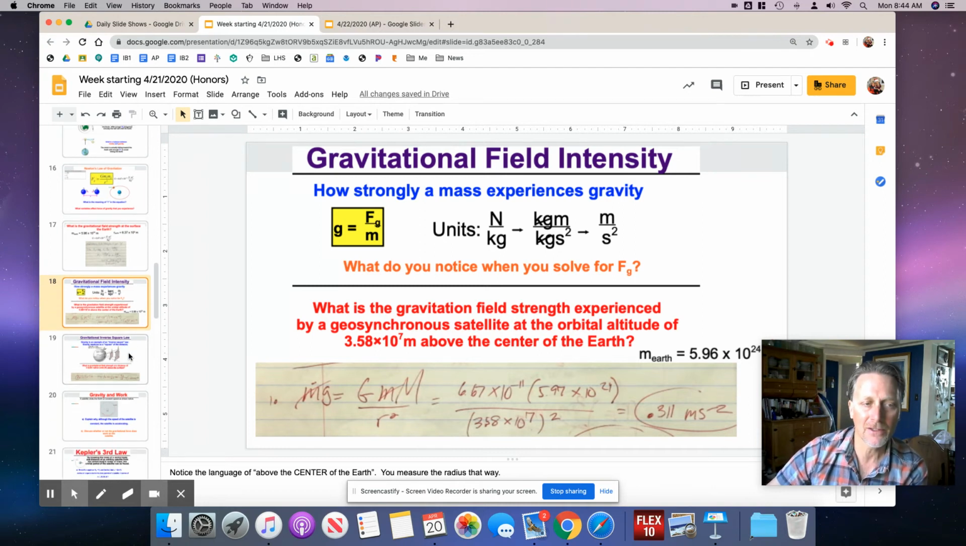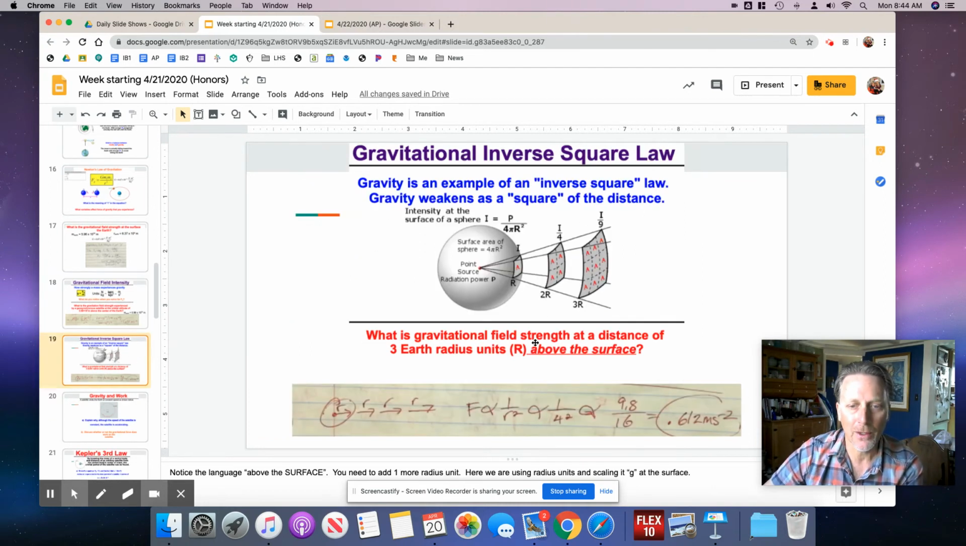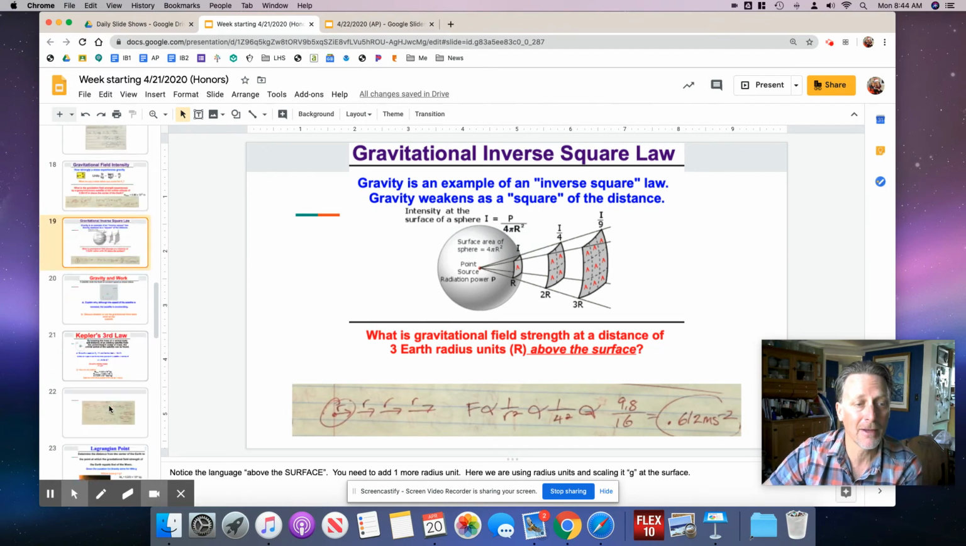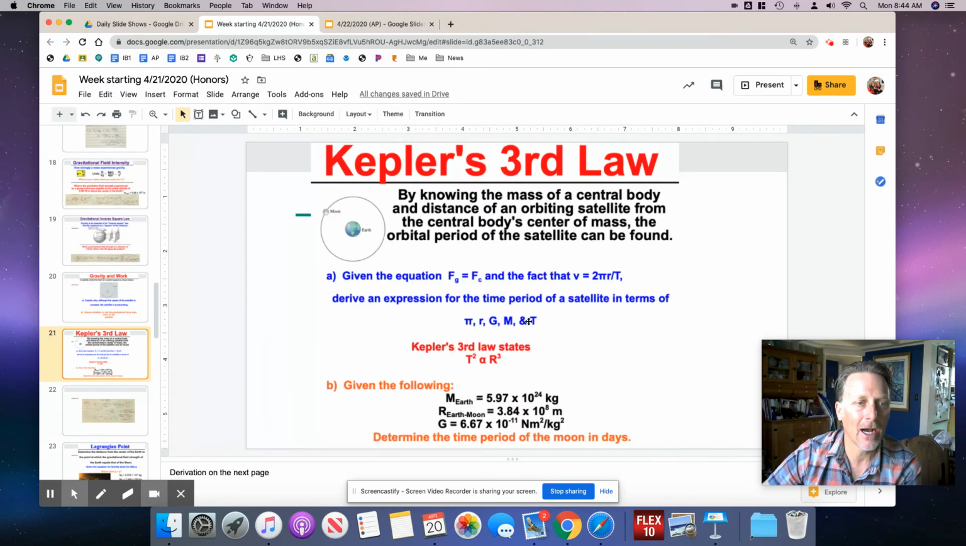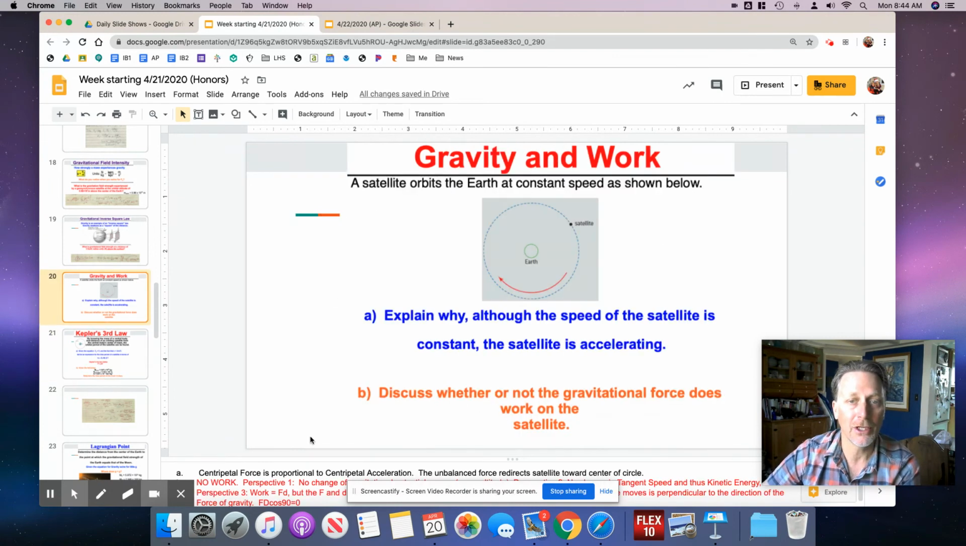So you're going to mess with these formulas. Looking at the inverse square law, I can do some proportional math to work with those formulas. Gravity at work right here, we're going to look at how work is actually not done. You're going to see that no work is done when you're going through an orbit because of conservation of energy ideas. So you're going to explore that.